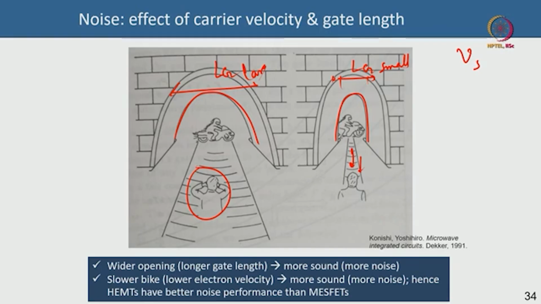Similarly, if you consider that you have an identical opening, say this opening, and the motorcyclist is going at a lower speed, then this person has to hold the ears because the noise is too much.